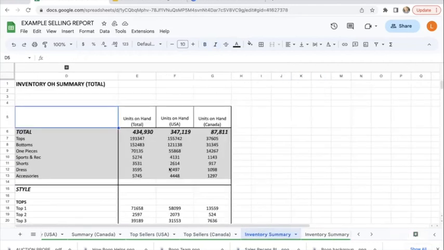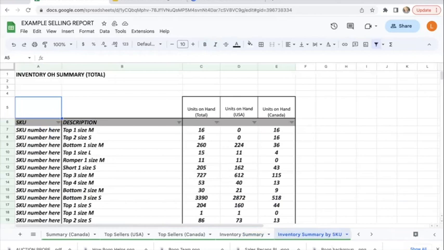There's also an inventory summary tab, so you can really understand your units on hand at a total level, and then by location, looking at it by category, and then also by style. So great reference tab. The inventory on hand summary gets all the way down to the SKU level. So if you needed to research anything, that would be available here.